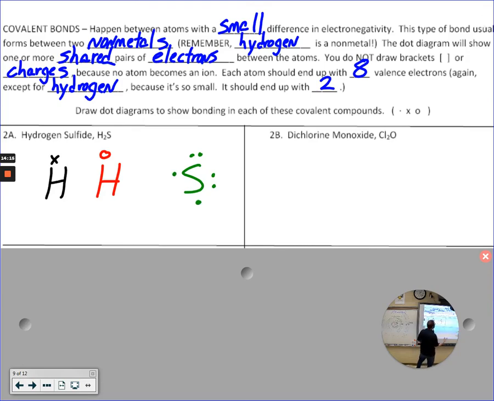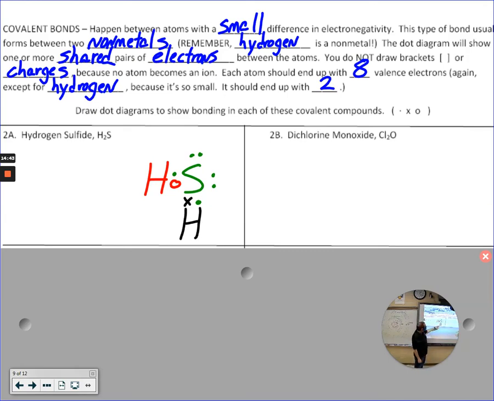Now they have to share electrons because they're all nonmetals and none of them are really that weak compared to the others, and so they're all going to kind of tug on the electrons together. So instead of stealing, one of the hydrogens is going to get in nice and close and cozy to sulfur and bring its electron along with it. The other one is going to get in nice and close and cozy to sulfur and bring its electron along with it. Now what do you see?